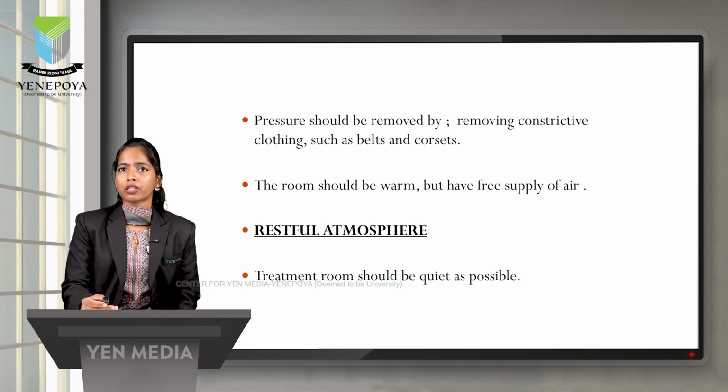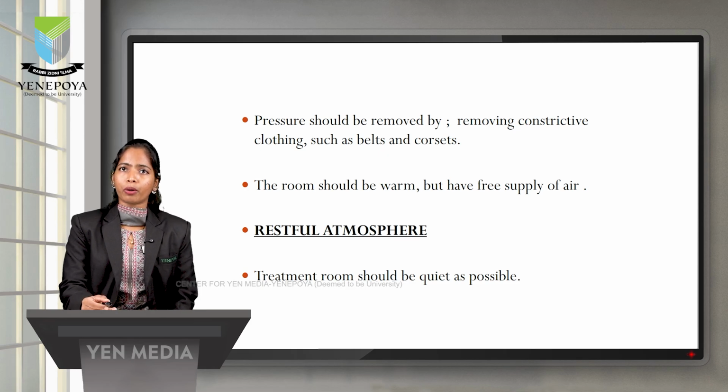And if the patient is wearing any constrictive clothes, a tight cloth, belt or corset, it should be removed, because it is going to restrict the breathing. The treatment room should be warm, as well as there should be a free supply of air throughout the room, so that the patient will be comfortable when we are giving the treatment.